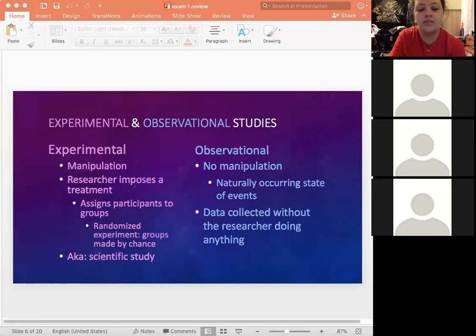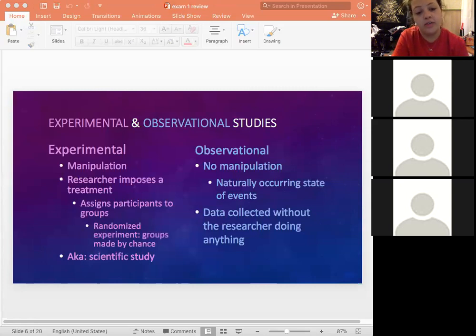So for our experimental studies, this is what I was talking about earlier, the manipulation and the treatment. The researcher is going to impose some sort of treatment on the group. For example, if you have a group of people that you're trying to see if a drug works on, you're giving them the drug, you're imposing a treatment. And then a randomized experiment is what we want, because that means everything is made by chance. There wasn't any sort of deliberate bias that the researcher was trying to introduce. We also call it a scientific study. You'll see those words used interchangeably. So yeah, that's experimental studies.